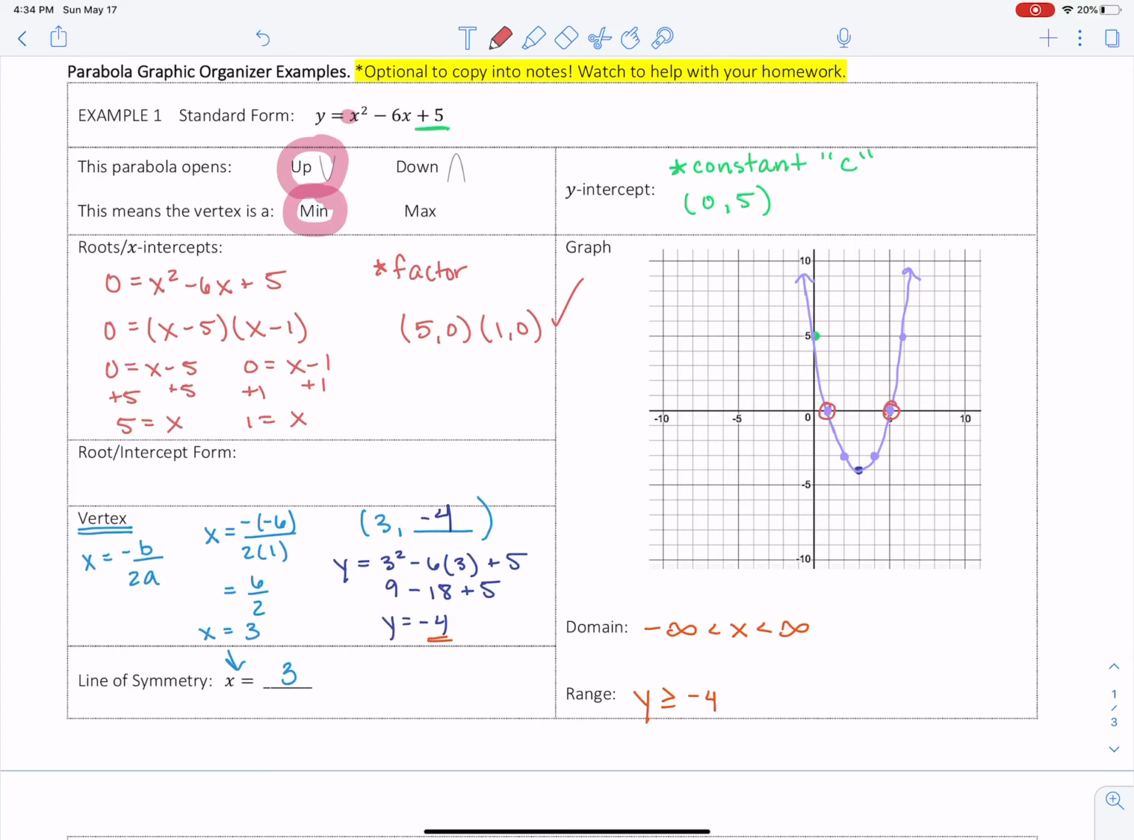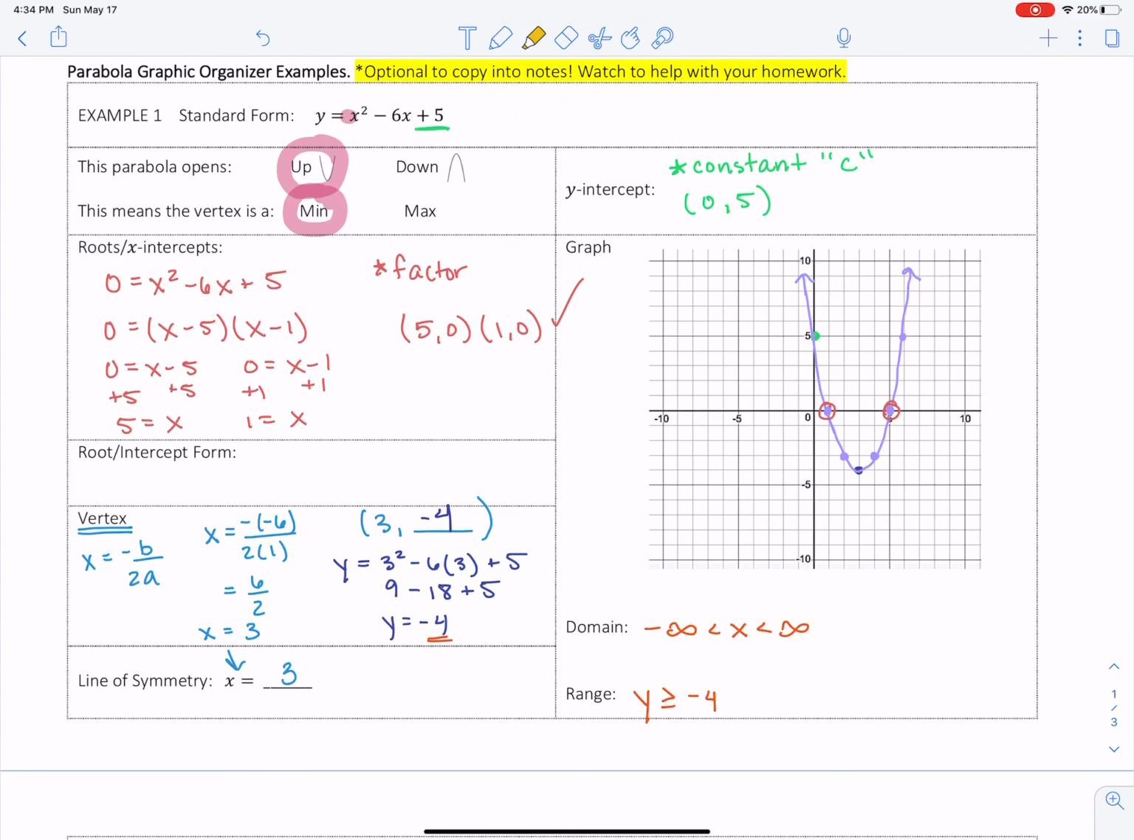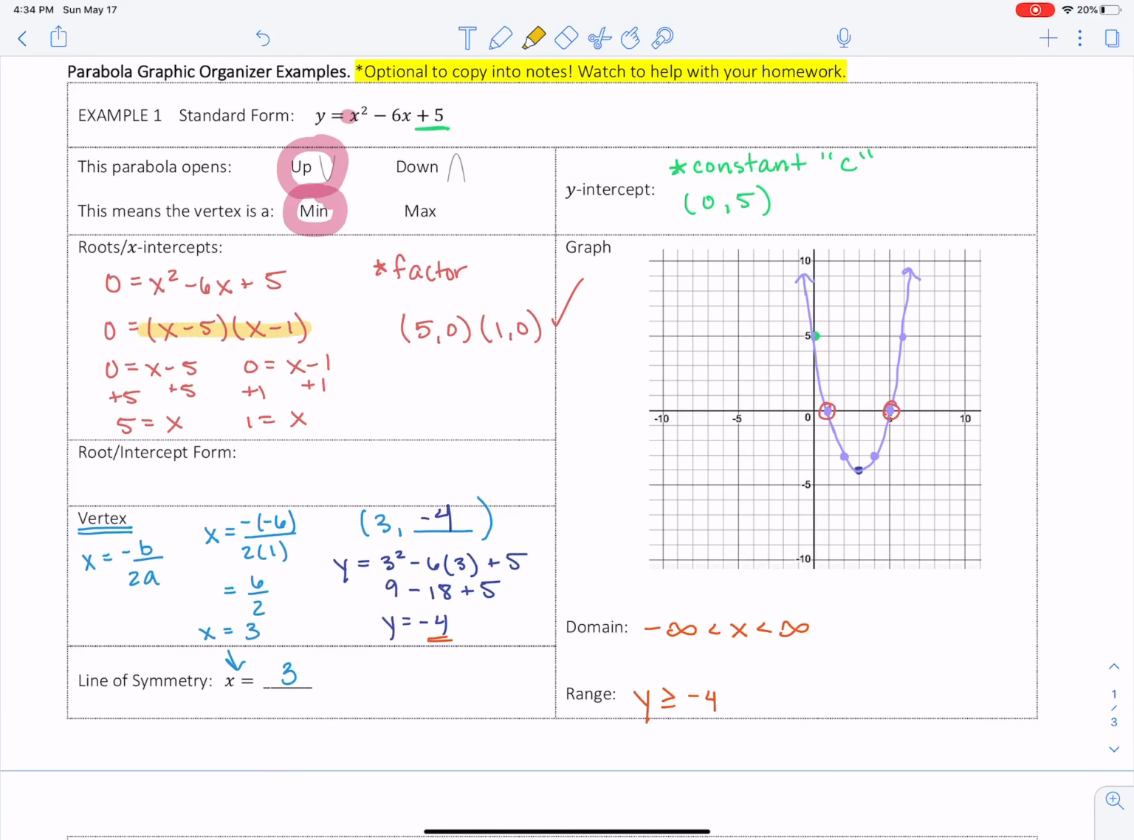Now, in terms of your root-intercept form, here's a cool little trick: you can take this factored form, oops, we'll switch to a bigger highlighter, this factored form, and then just set it equal to y. So for us, it would be y is equal to (x minus 5)(x minus 1) for your factored form there. So that's your example for your graphic organizer. We have one more video with other examples if you need them to complete your homework.